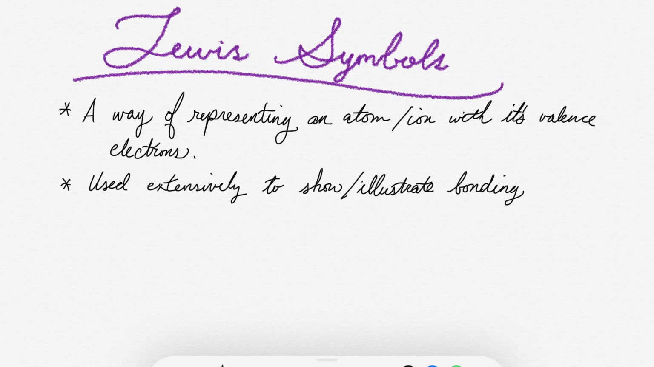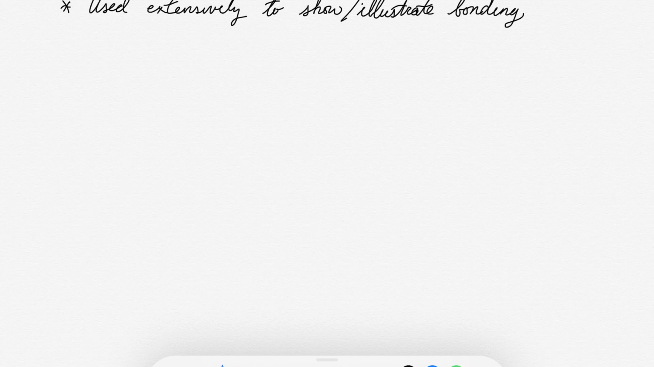We're going to talk about Lewis symbols for just a minute. Lewis symbols are a way of representing an atom, could also be an ion, with its valence electrons. Let me start just simply by showing you what a Lewis symbol is.